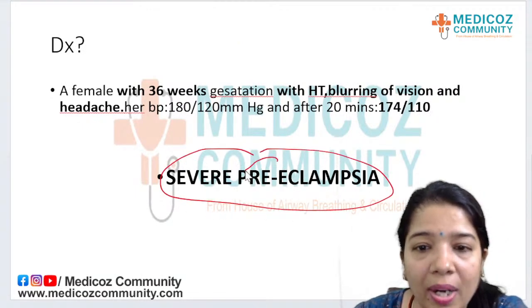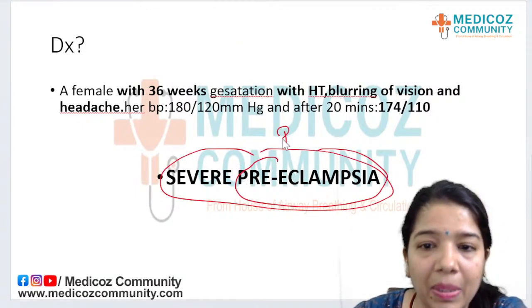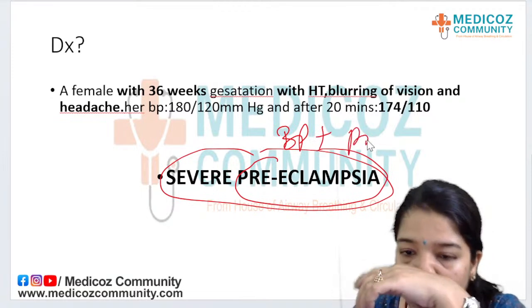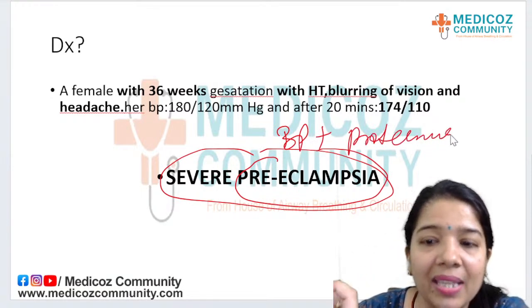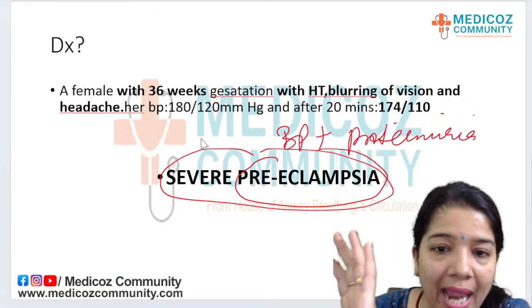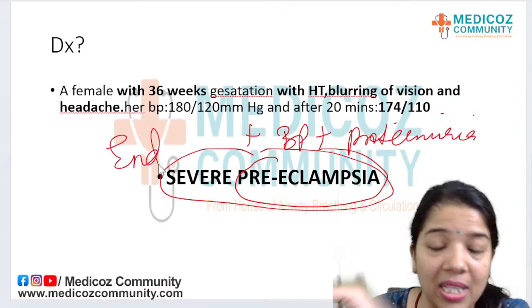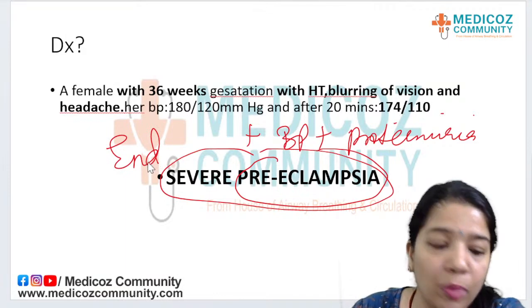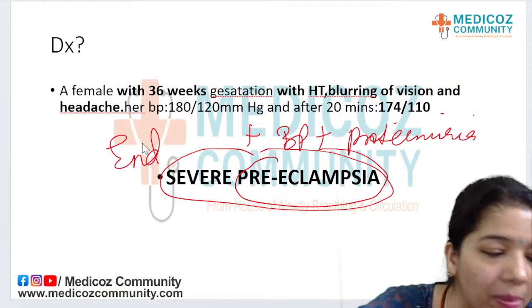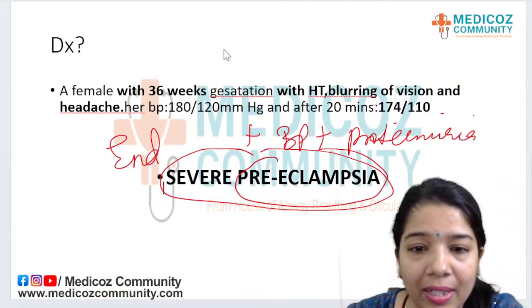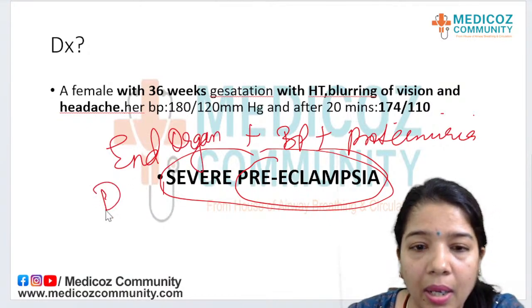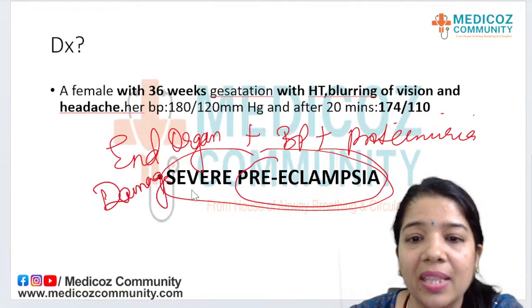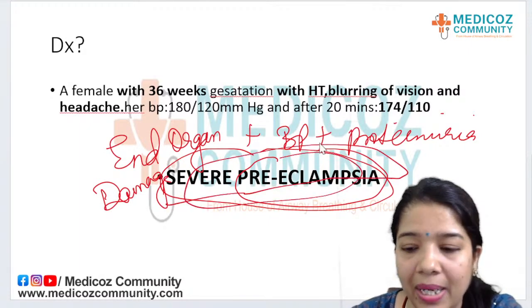Okay, so we know what is preeclampsia. Preeclampsia means high BP plus proteinuria. Okay, but if there is any end organ damage, such as headache, blurring of vision, dyspnea, kidney problem, oliguria, any such problem, this means there is end organ damage. And at that time, with end organ damage, you will call it severe preeclampsia. The diagnosis is severe preeclampsia.